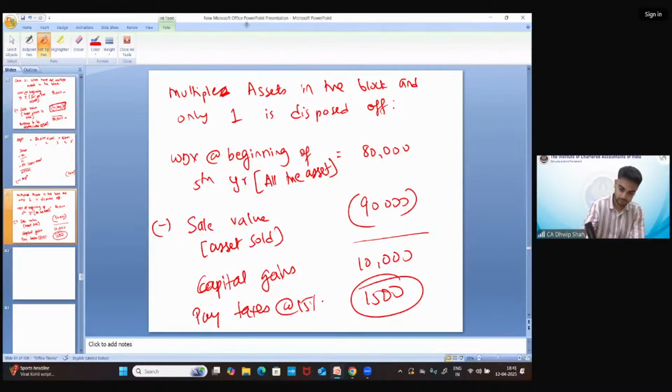Understood? Someone has raised a hand. Let me know your query. All of you are correct. So in this case, even though the other assets in the block are still in existence, no depreciation will be provided. Now it is straightforward capital gains of 10,000, and you pay taxes at 15%. So this would be your outflow at the end of the 5th year, and this sale value is always an inflow.